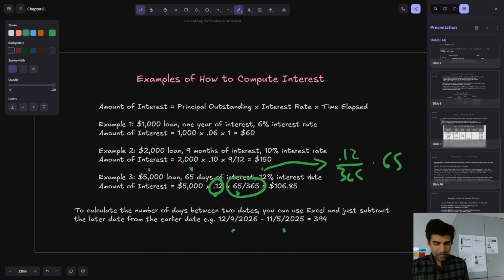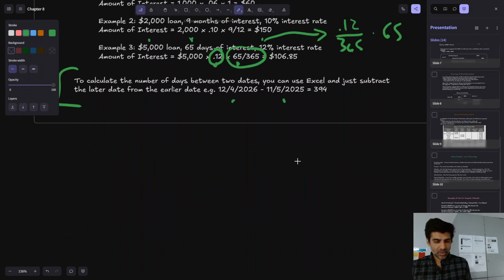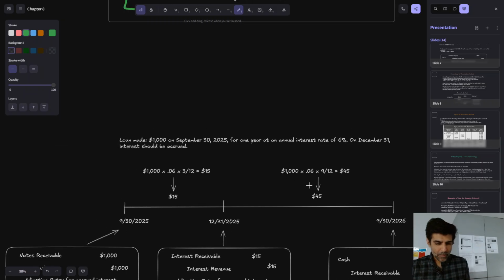Okay. So yeah, just make sure that you use this Excel trick. I think it's going to make your life a lot easier if you can easily figure out how many days are between two dates. Okay?